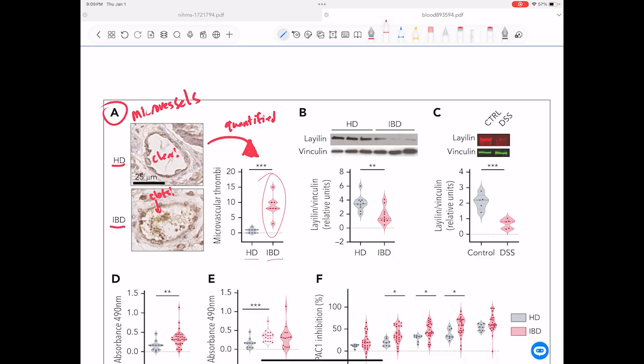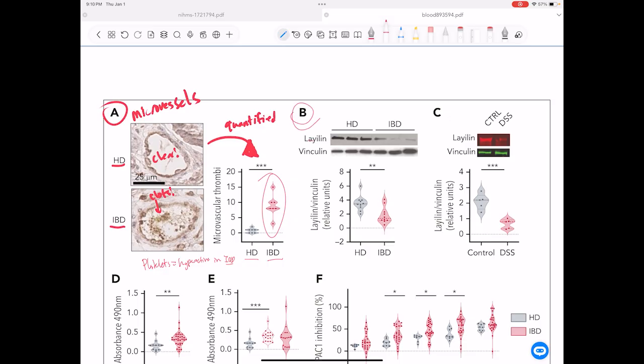Fantastic. But remember, this is a whole paper about Layilin. There has already been literature covering hyperactive platelets in IBD. That is a hallmark of IBD. So that's really what just A is saying, is that platelets equal hyperactive in IBD. That was already really known, but you always want to show that in your own data. Now we need to go, okay, with those hyperactive platelets, what's going on with Layilin?